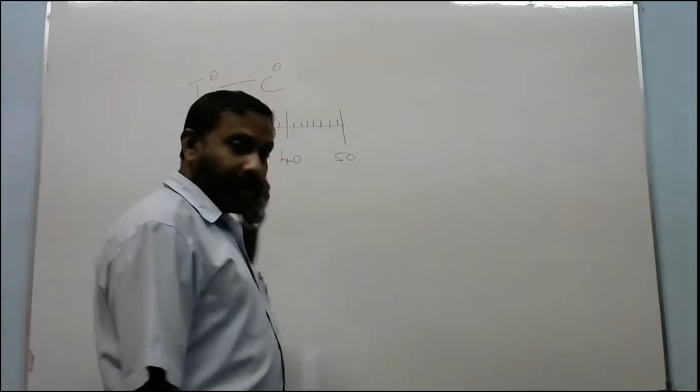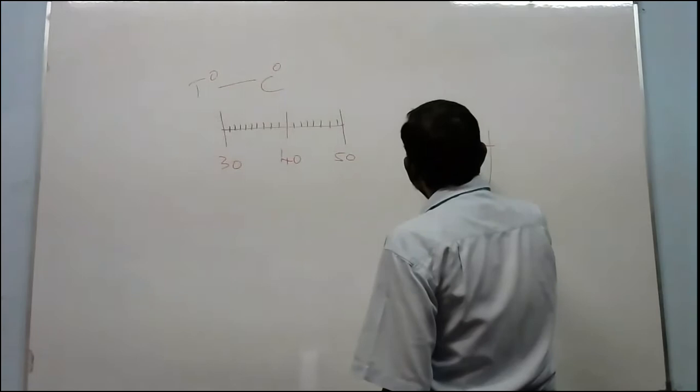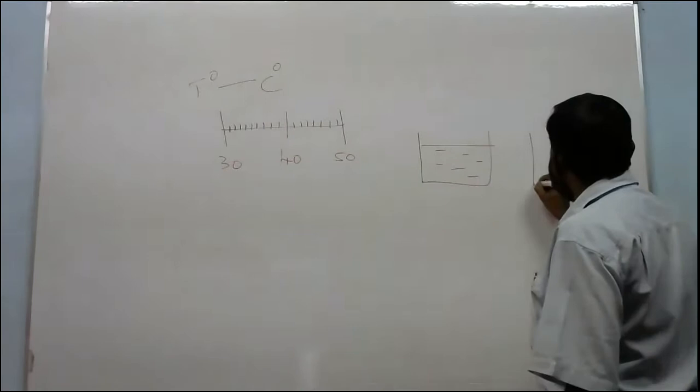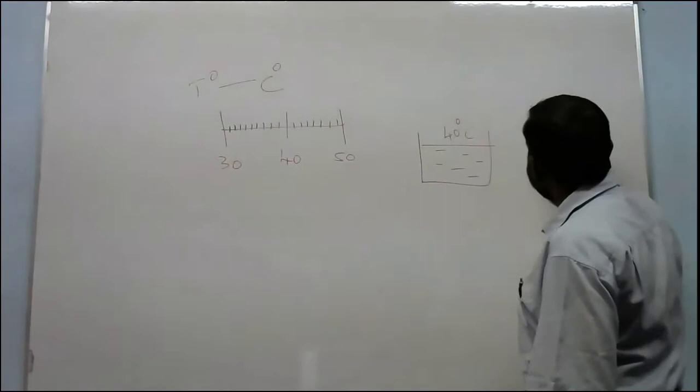So 30 to 40, the increasing scale is the same as 40 to 50. That is the speciality of this type of data. So this is interval data. The other information that I would like to draw is, I say this container has water, this container also has water. This is 40 degrees centigrade. This is 80 degrees centigrade.